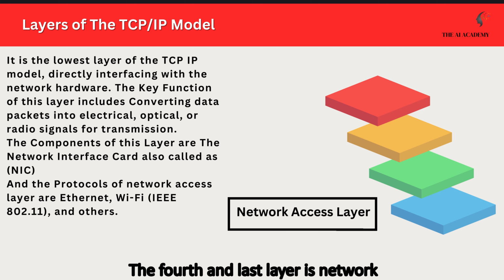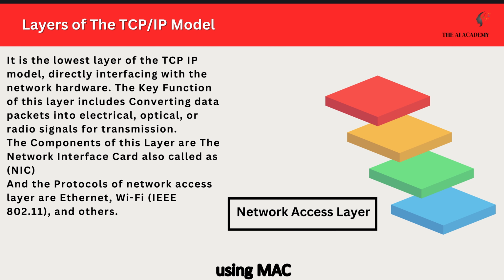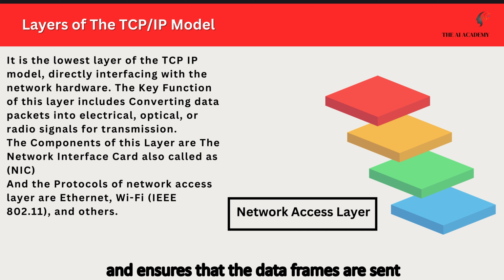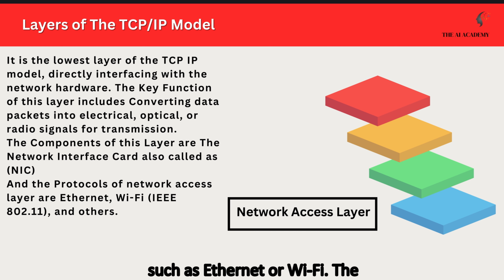The fourth and last layer is Network Access Layer. It handles the physical and hardware aspects of communication. It is the lowest layer of the TCP/IP model, directly interfacing with the network hardware. The key function of this layer includes converting data packets into electrical, optical, or radio signals for transmission. It also manages device-specific addressing using MAC, Media Access Control, addresses, and ensures that the data frames are sent and received over the physical medium, such as Ethernet or Wi-Fi.